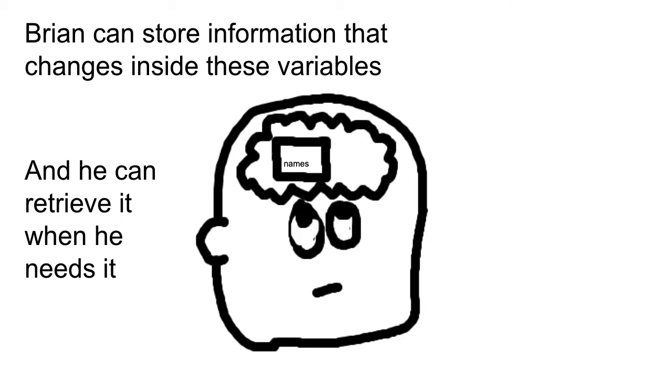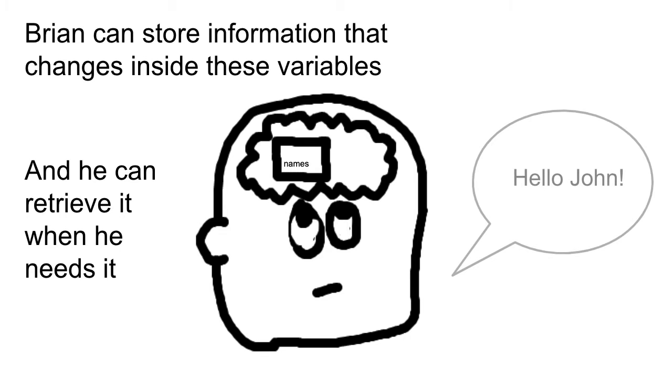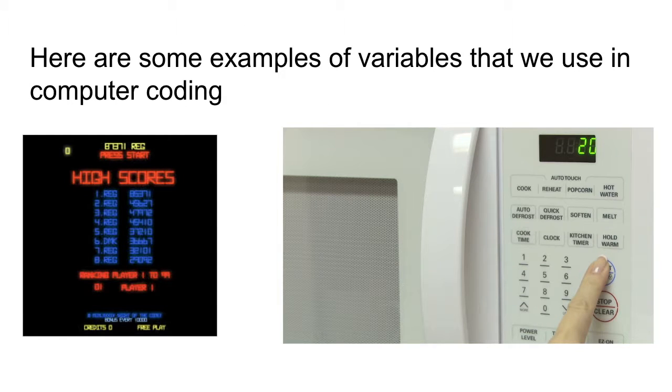And he can open this box and retrieve information from inside it when he needs it. So he meets a friend, he wants to remember his name, looks inside the box. Hello, John. Let's look at different examples of variables that we use in computer coding.